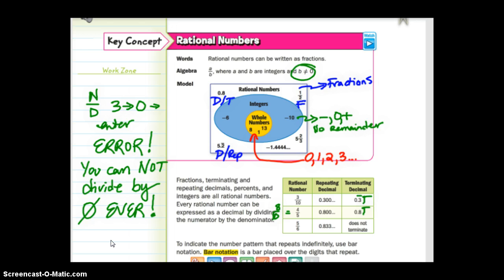Now let's look at 5/6. When we do the math of 5/6, we get 0.8333 repeating. It does not terminate, therefore it is a repeater. It's still rational because it does have a pattern of repeating 3s, but does not stop. Bar notation, lastly. Anytime a number repeats, you put the bar over the numbers that are repeating.